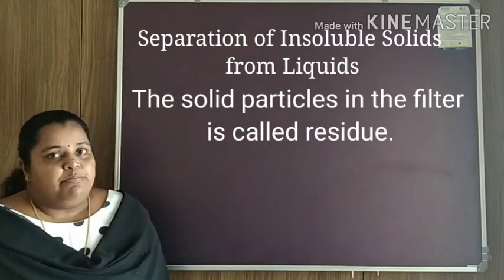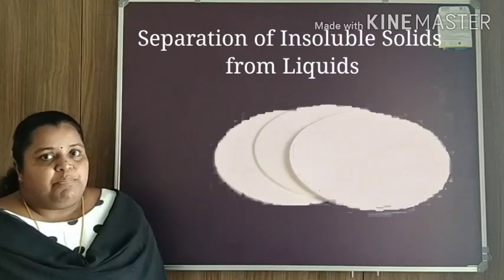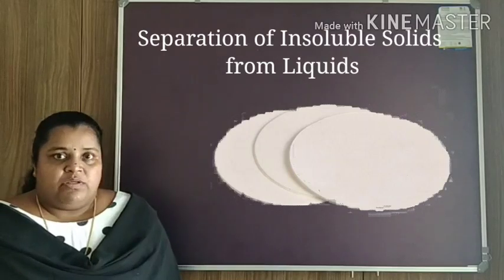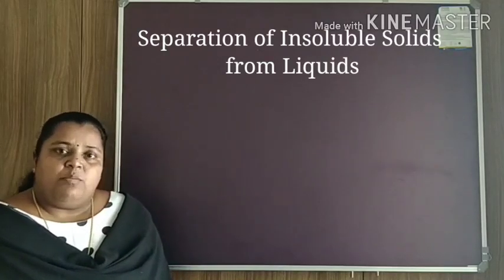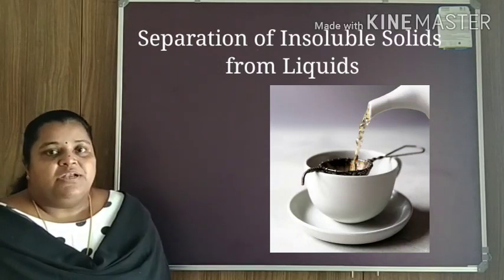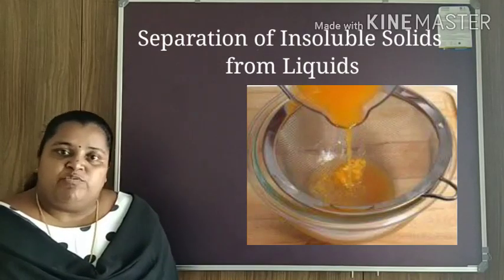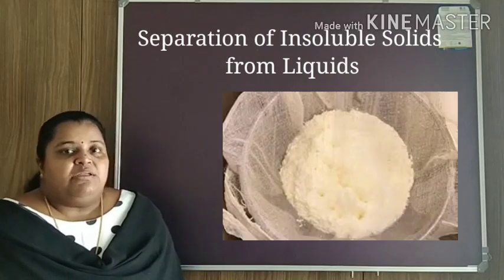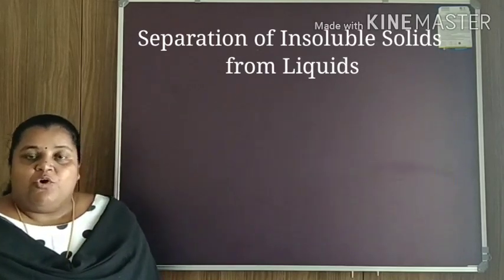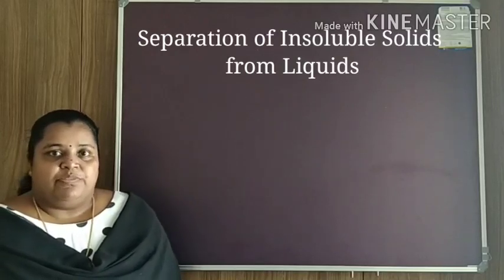Special filter papers are used in the laboratory to separate insoluble solids from liquids. Filtration is commonly used at home to separate tea leaves from tea, to remove the pulp from fruit juice and in preparation of cottage cheese, that is paneer. Hope you understood what is meant by filtration.